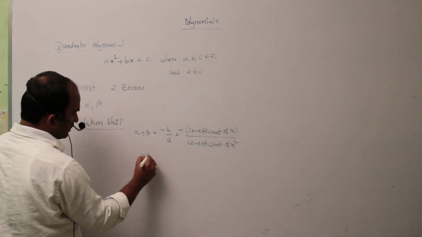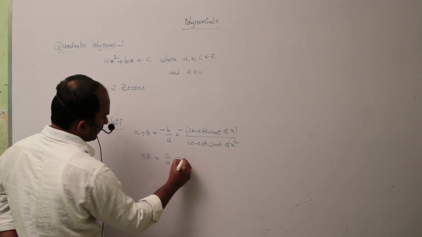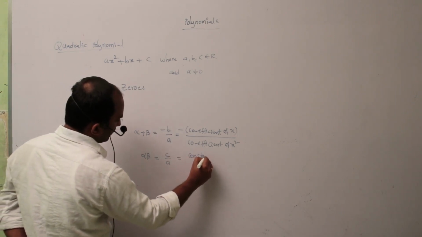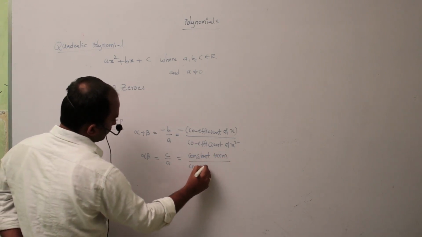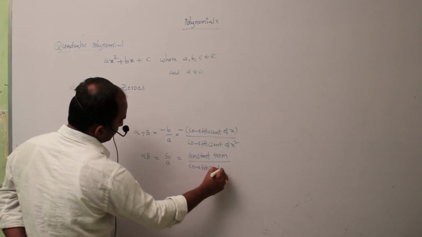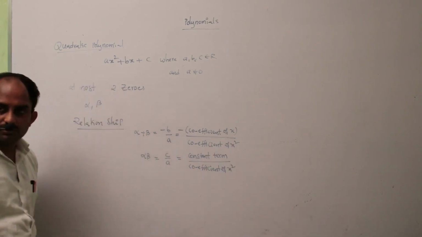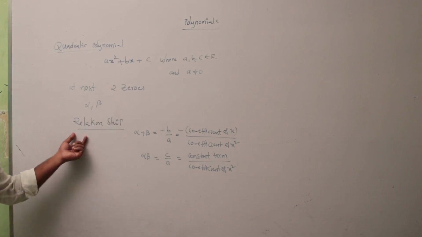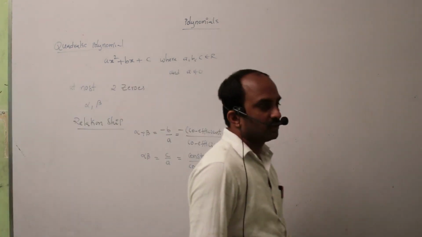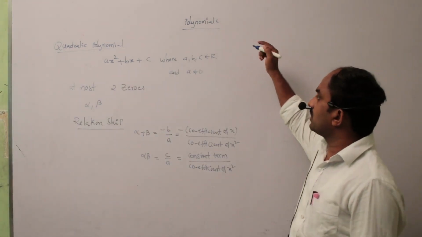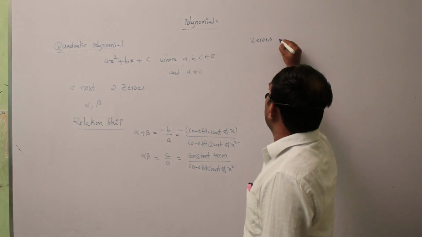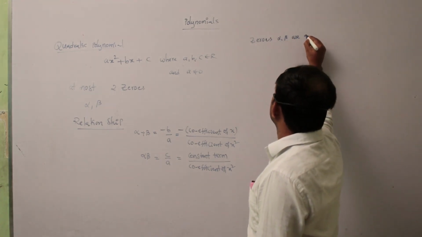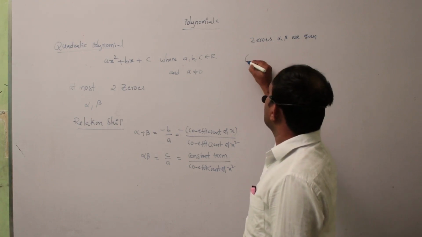Second one: alpha into beta is c by a, that is the constant term by the coefficient of x square. So this is the relationship between zeros and coefficients of the polynomial. In last class we discussed all those. And another formula related to quadratic polynomial: in the question, the zeros alpha, beta are given and they are asking for the quadratic polynomial.